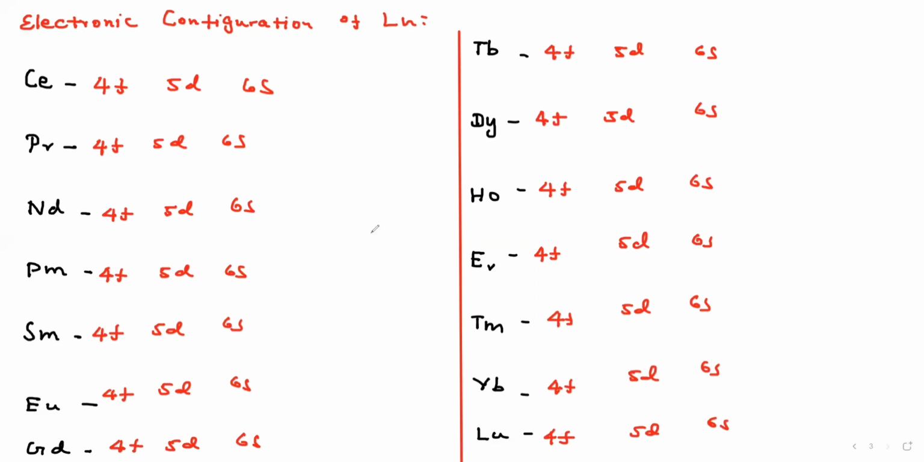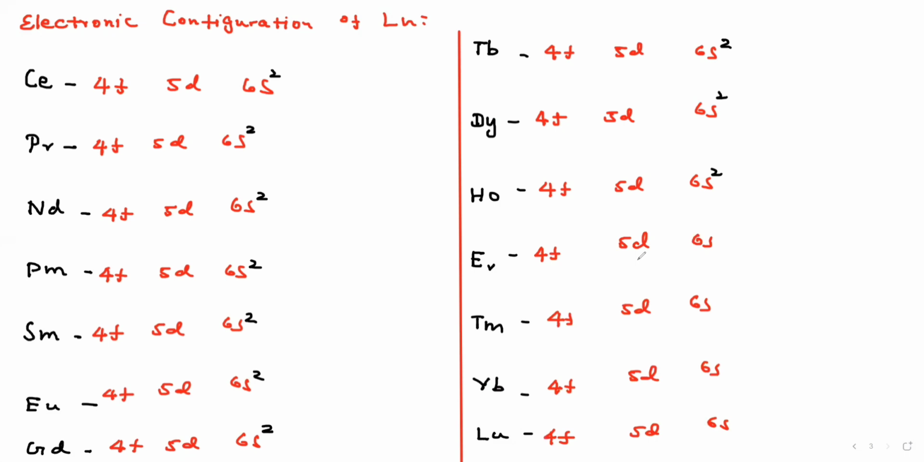Now what is the trick? In case of 6s, always put 2 here, 2 here, 2 everywhere. Simple. All 6s have 2 electrons.